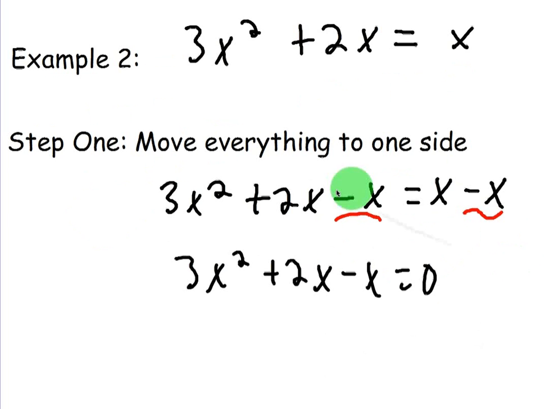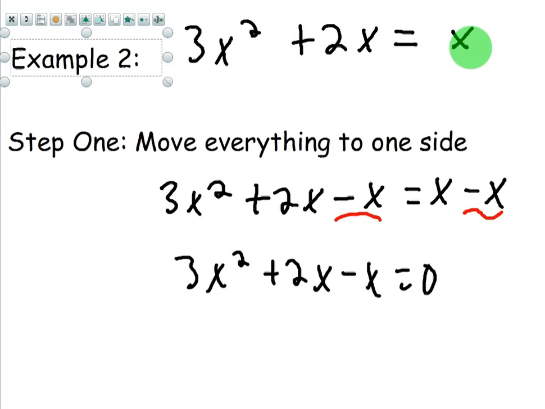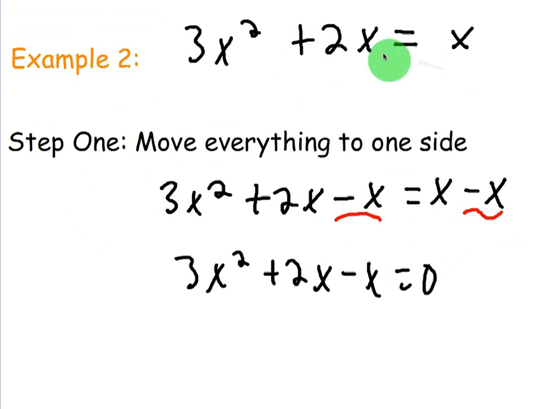We have 3x squared plus 2x equals x. Again, the way that you know to do these steps is this does not have a constant term. Every term has an x in it. So move everything to one side just like we did before. I usually move everything to the left, so I subtracted x from both sides.